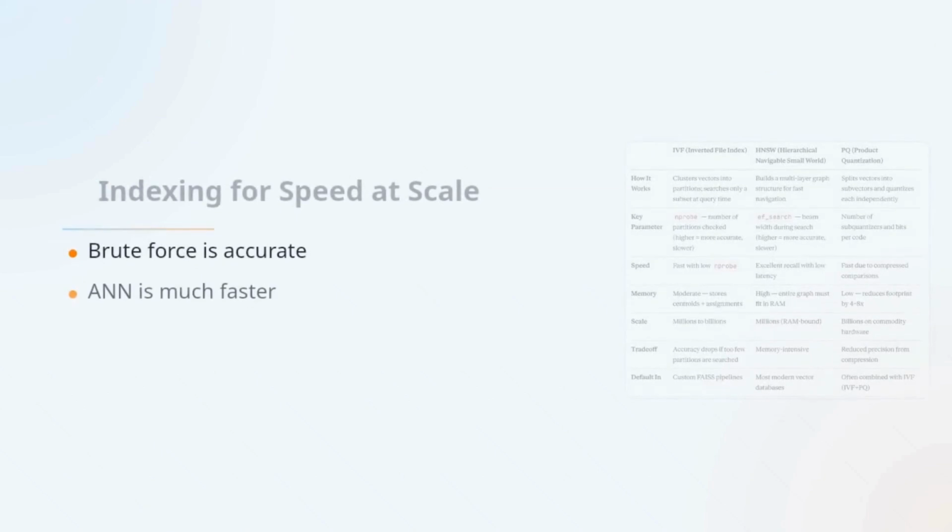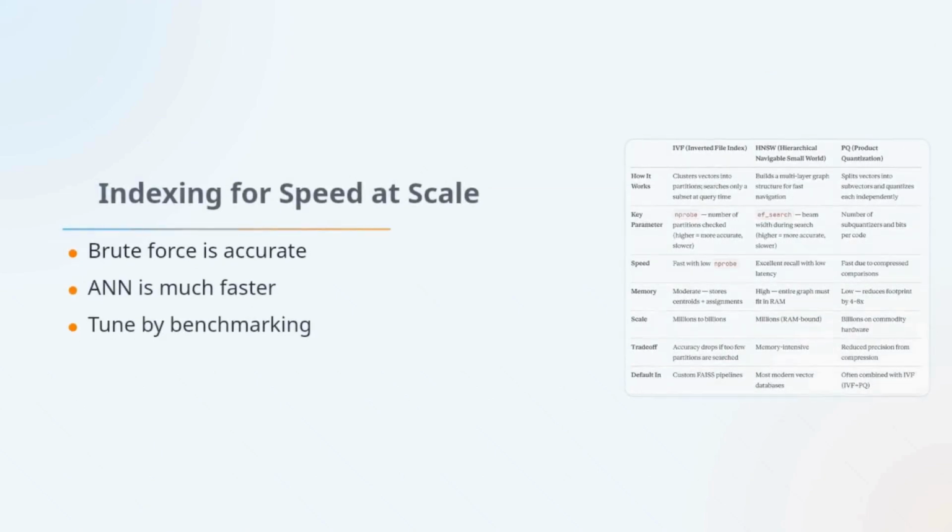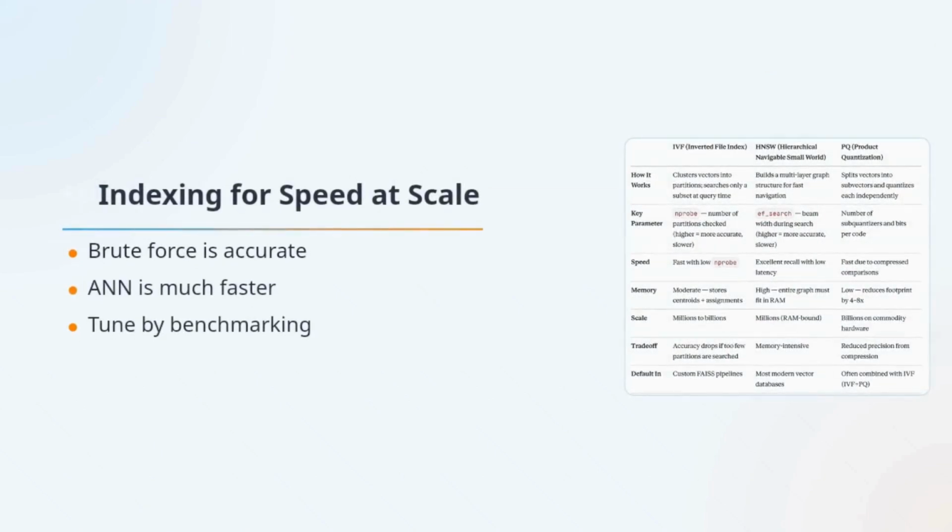If you compare every query vector against every stored vector, you get accurate results, but it becomes too slow at scale. That is why approximate nearest neighbor indexing is used. ANN methods trade a little recall for a huge gain in speed. The key lesson here is simple. There is no universal best index. You must benchmark based on your data, recall target, and latency budget.